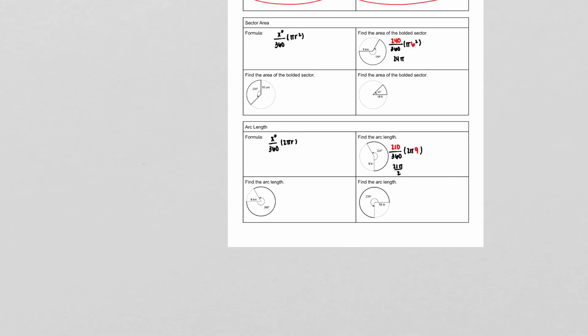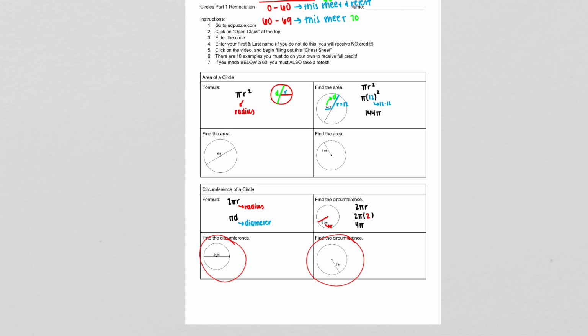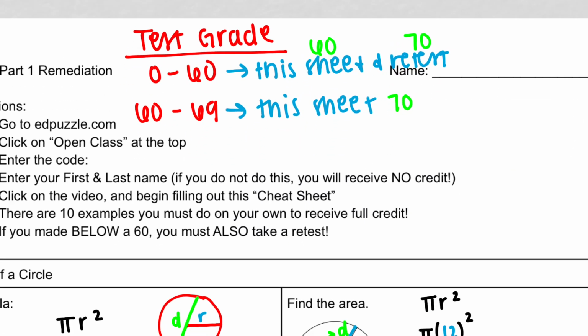So remember, all of these problems that I did not do in this video, you are responsible for trying on your own. They follow the same as what I did in the examples. You will turn this into your teacher. As we stated before, there are 2 situations. If you made between a 0 and a 60, this paper alone brings your grade up to a 60. If you want a 70, you do have to come retest in tutorials. If you made between a 60 and a 69, this paper only will raise your grade up to a 70.